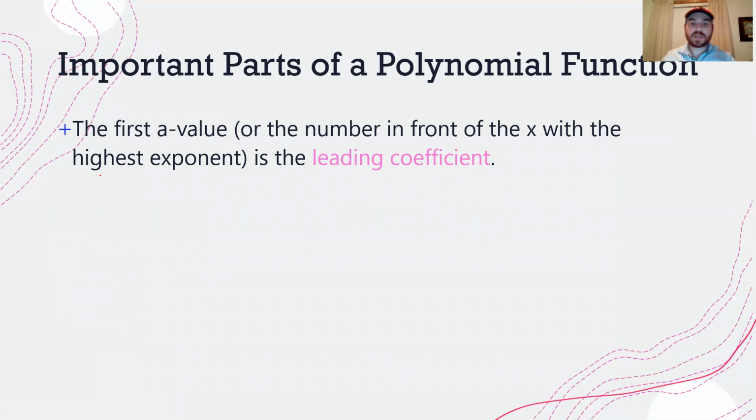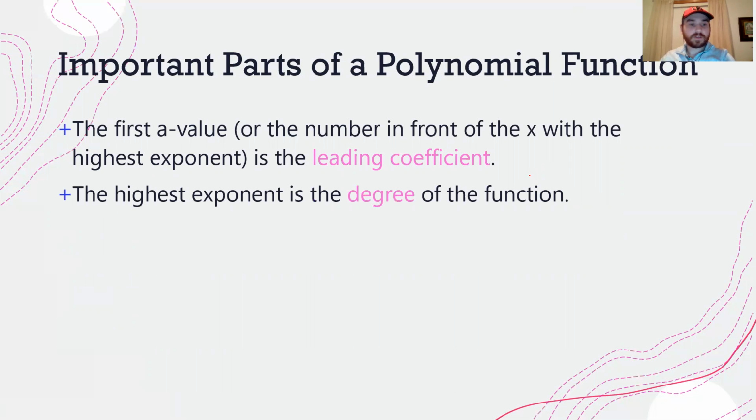So the first a value, or the number in front of the x with the highest exponent, is the leading coefficient. For instance, actually we'll look at an example in a little bit on this slide. The highest exponent itself, so whatever the x to the highest number is, let's say this is 20. That's really bad. Let's say x to the 20. And then you have x cubed plus 2, right? This one right here, this is the highest exponent. And the highest exponent is the degree of the function. That's an important word to know.